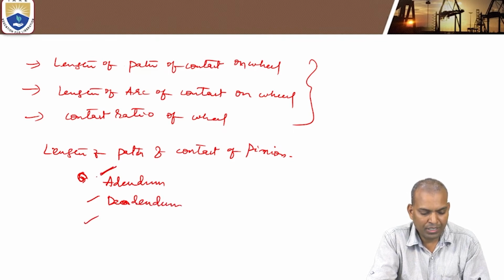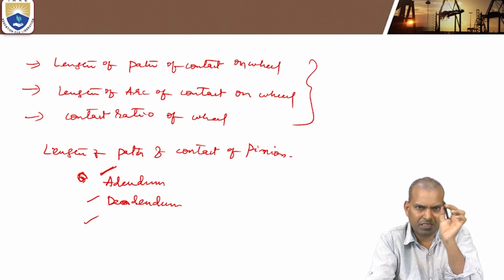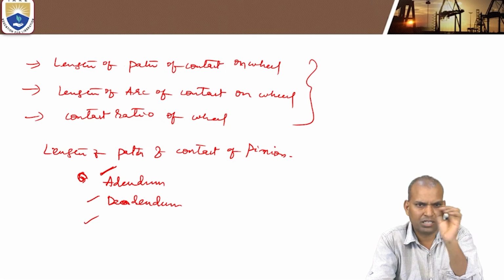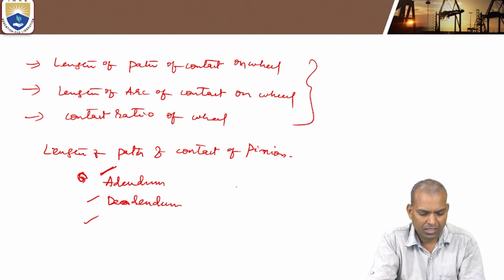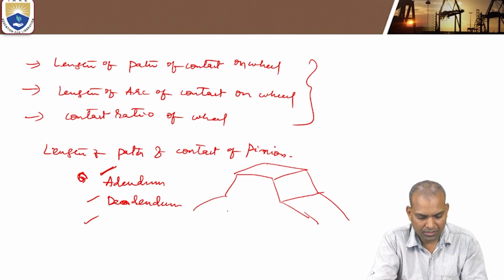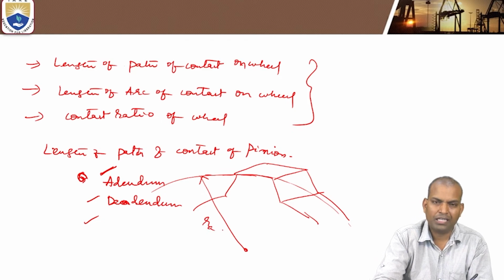Addendum means the radius touching the surface of the teeth, from the center of the wheel to the surface of the teeth. That radius is known as the addendum. Considering only a single tooth and the center of the circle, this is the maximum radius. This is the addendum radius of the wheel, RA.